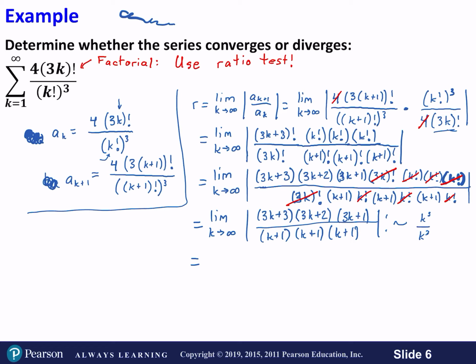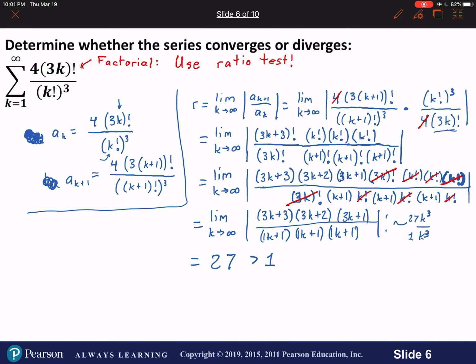Since these are the same, we have to consider the coefficients of these two terms. And so on bottom, the coefficient would just be 1, because each of these has a coefficient of 1, so 1 times 1 times 1 is just 1. And on top, we would get a coefficient of 27, because 3 times 3 times 3 is 27. And so this limit, overall, will just be 27 over 1, which is 27. And that is greater than 1. So we write our conclusion.